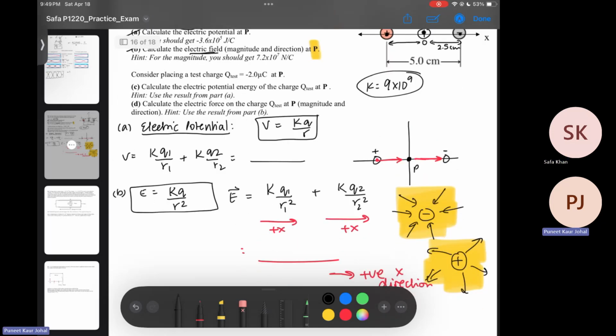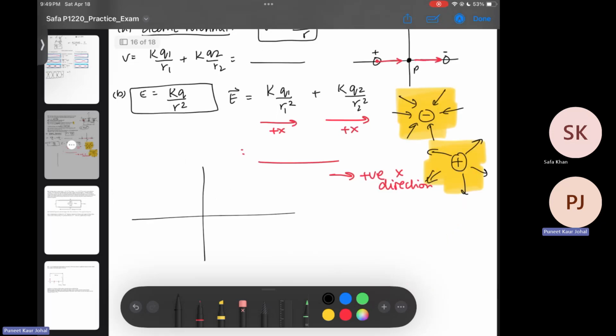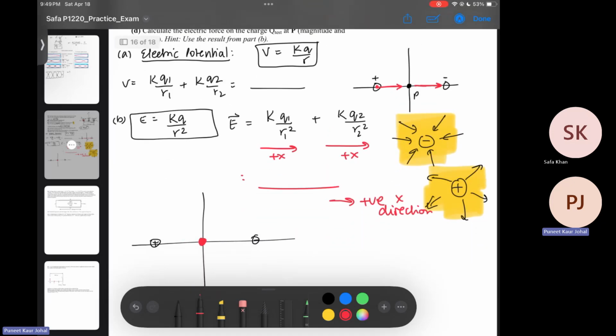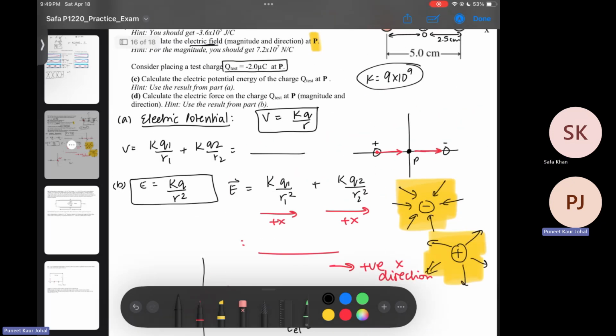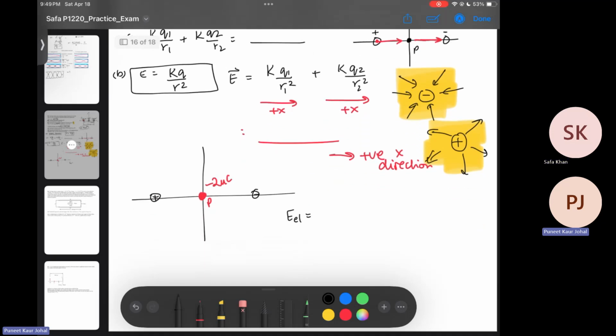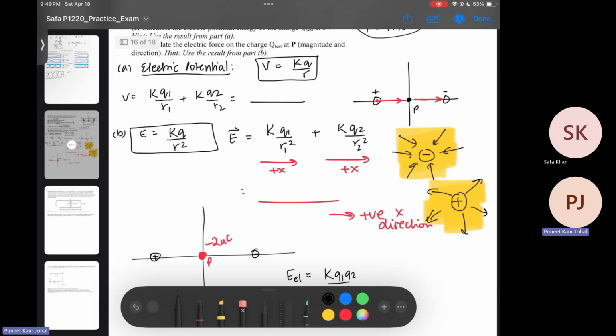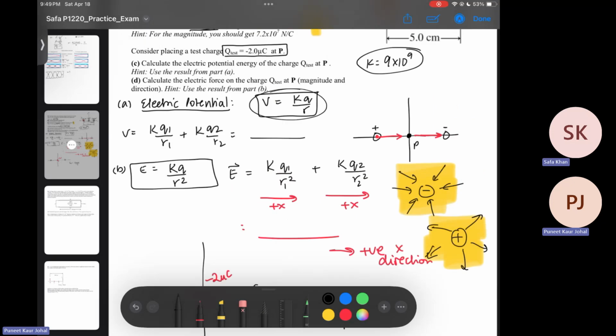And then this one: consider we now place a test charge at position P. Initially we had a charge here, we had a charge here, but there was nothing. Now we're putting a test charge, negative 2 microcoulombs, at position P. We're asked to calculate electric potential energy, right? Electric potential energy is K Q1 Q2 over R. This is what we derived this formula from. This is from the formula sheet, right?